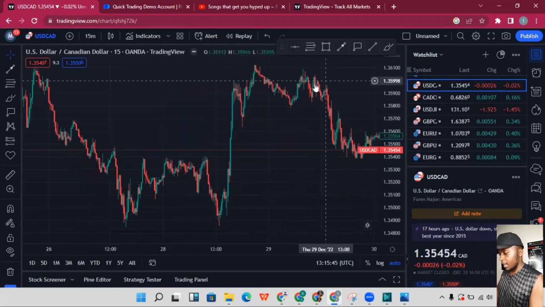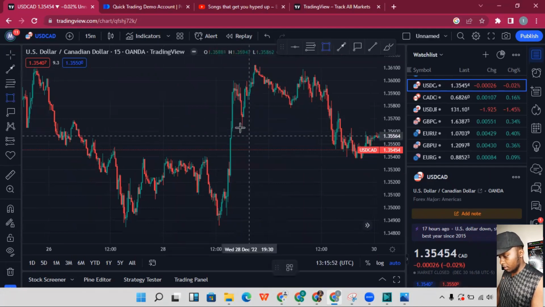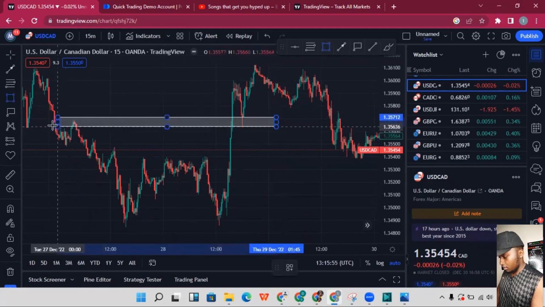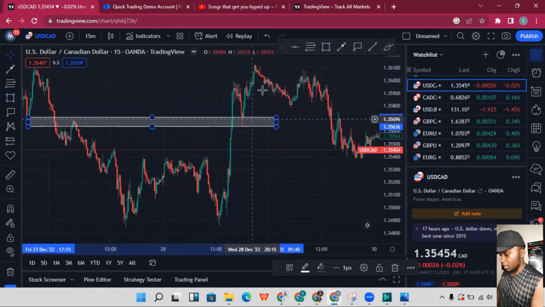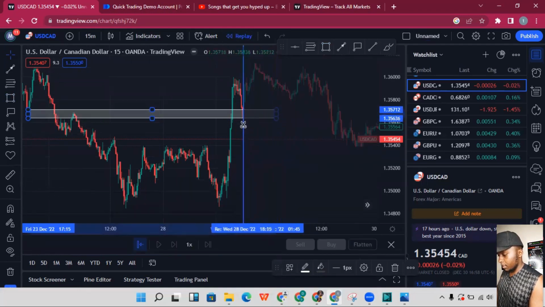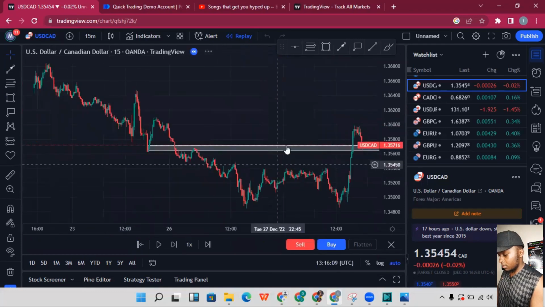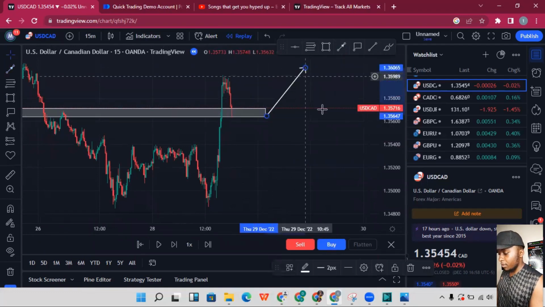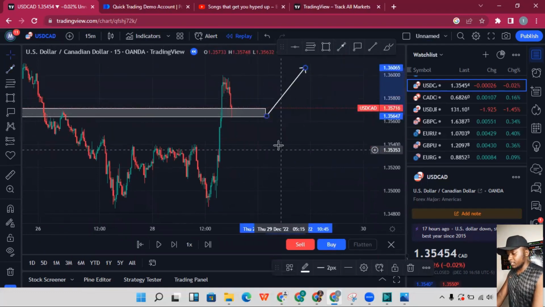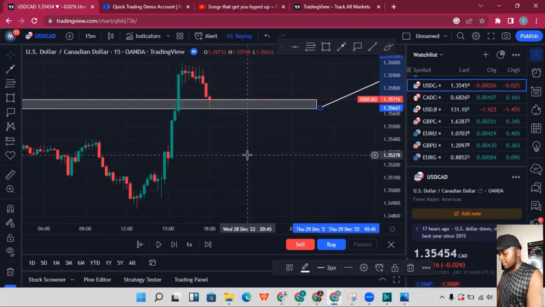So we can see we have a major level. This is where we have a major level. Let's actually draw it. Our major level was here. Okay, so let's assume the market was here on this level, and let me just replay it. Let's assume we're expecting a buy from this level. Remember, we are in the 15 minutes time frame chart.